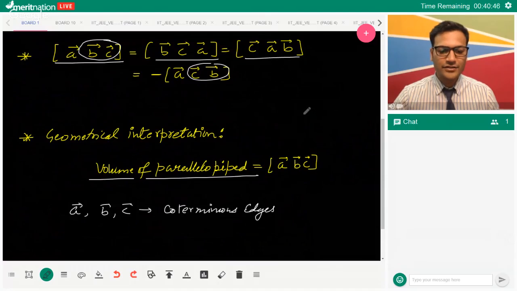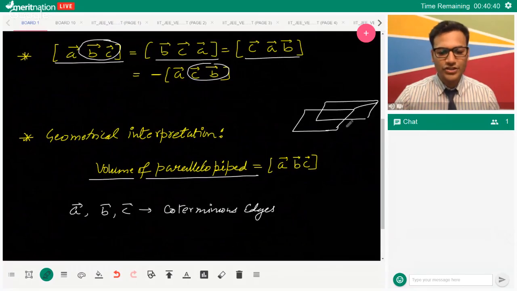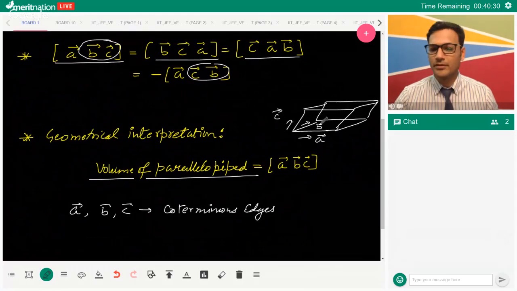For instance, if I draw a parallelepiped, it would look somewhat like this. Most of you already know about it. It is just a quick revision. Meanwhile, others will also join. If this is vector A, this is vector B, which can be co-initial or coterminous, it doesn't matter, and this is C, then the volume of the parallelepiped will be the scalar triple product of these.